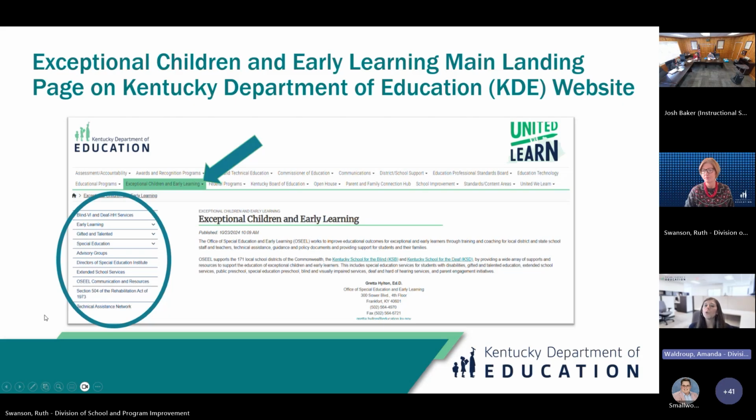So just to show you where some of the resources are available on our web page, if you go to the KDE web page, you can access them by clicking Exceptional Children and Early Learning at the top. From there, it's going to narrow it down to a group of subcategories. And within those subcategories, you'll click special education and then guidance and resources. And then once you click that, you'll see that there's behavior resources to support students with disabilities, as well as instructional resources. And that is where everything is located that I will be sharing today.